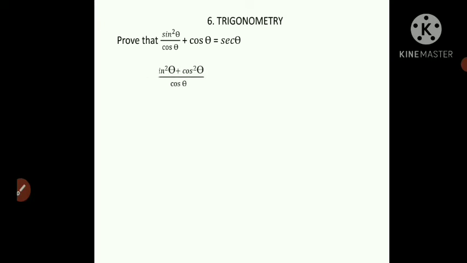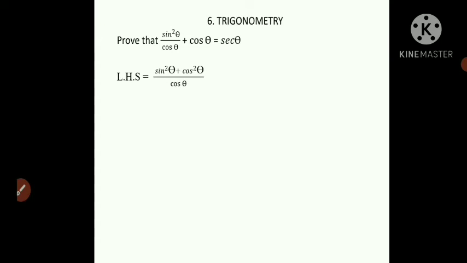Now next, we'll move on to chapter 6, that is trigonometry. So now in trigonometry, first you can see, prove that sin square theta upon cos theta plus cos theta is equal to secant theta. This is a proof sum. So first we'll take the left hand side. See, left hand side is sin square theta upon cos theta plus cos theta.